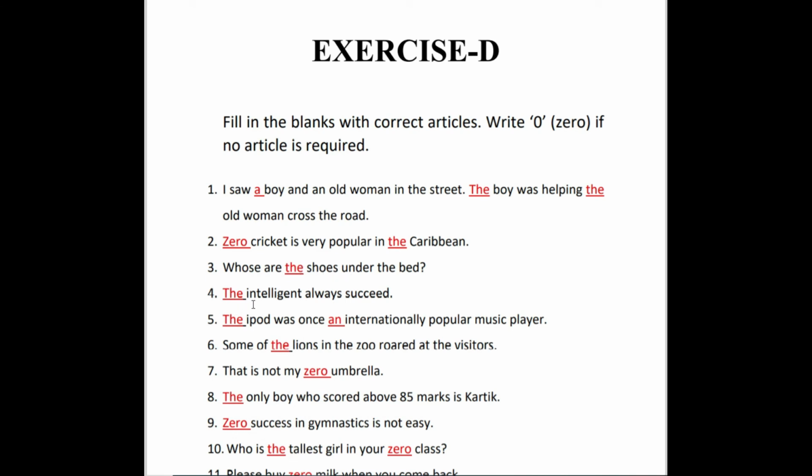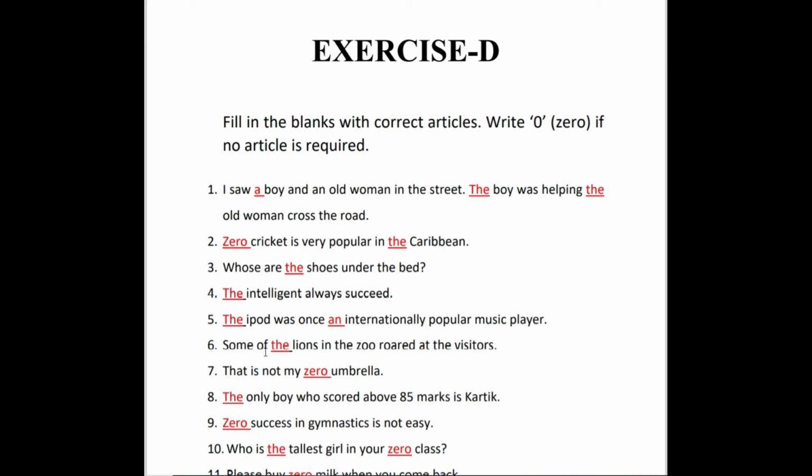Okay. Dash intelligent always succeed. Sorry, I repeat, the intelligent always succeed. What does it mean? Because the word starts with I, you must have written an, isn't it? Because intelligent starts with I and it is a vowel sound. Then why do we write the? Because it depicts all the intelligent ones, a race of intelligent ones. So the intelligent always succeed. The iPod, it is also specifying the gadget. iPod was once an internationally popular music player. Okay.